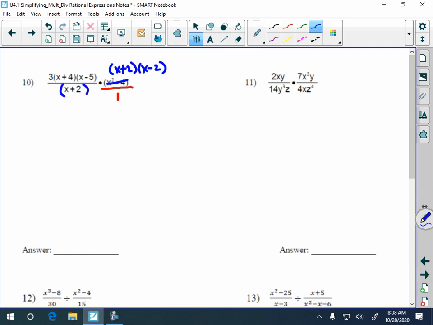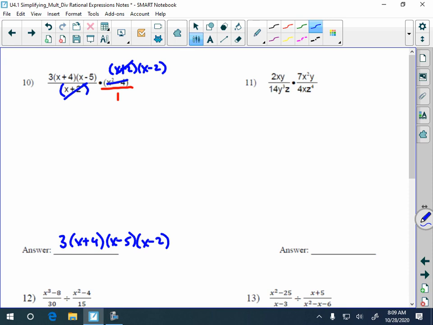The x plus 2 on the bottom, I'm just going to put in parentheses so you can see that I can cancel them out because they're exactly the same. And that looks like it. So everything canceled off the bottom. So my final answer is going to be 3, x plus 4, x minus 5, and then x minus 2.